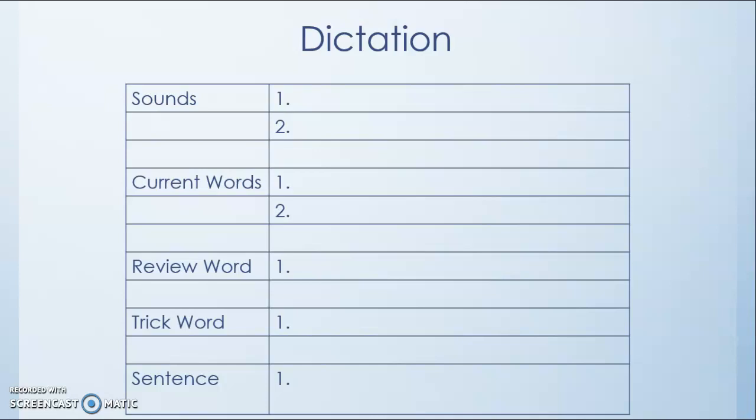I dented the car when I crashed my bike into it. Dented. Review word, it should be down here again, pause it if you need to, is click. Click. It has one of our digraphs in it at the end there. Click. It's a little hint for you. Our trick word is why. Why.